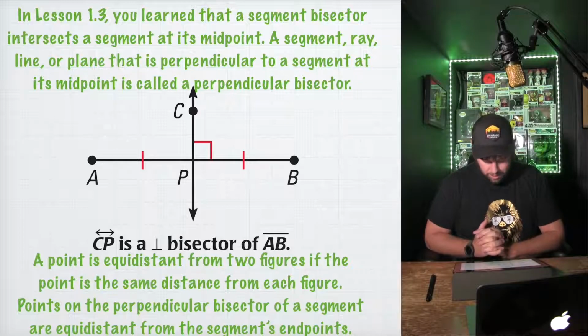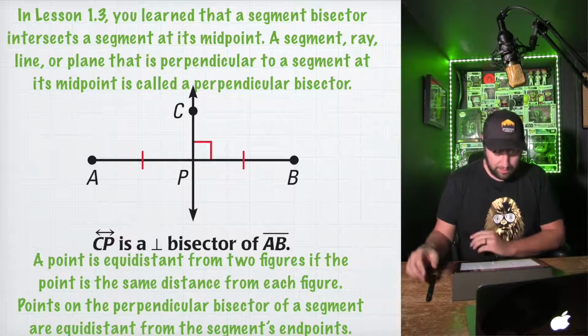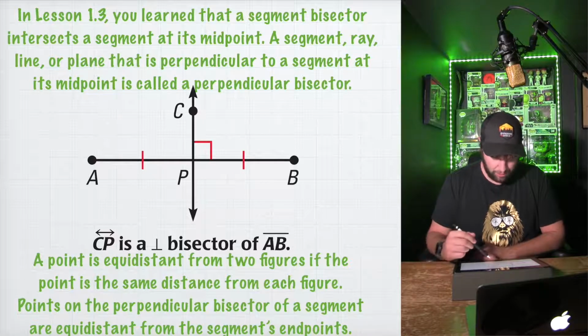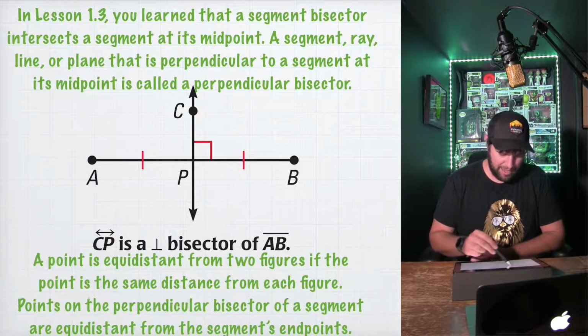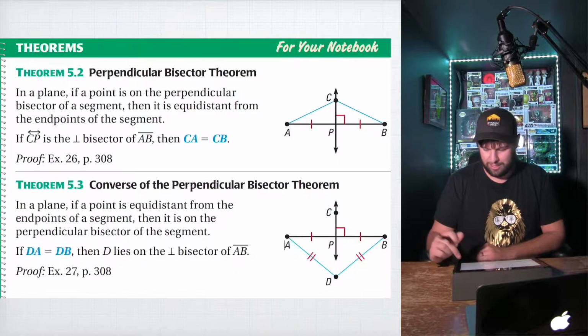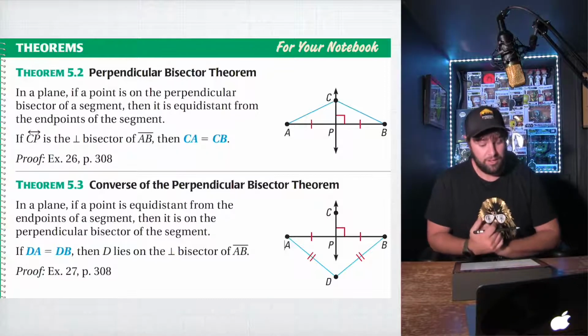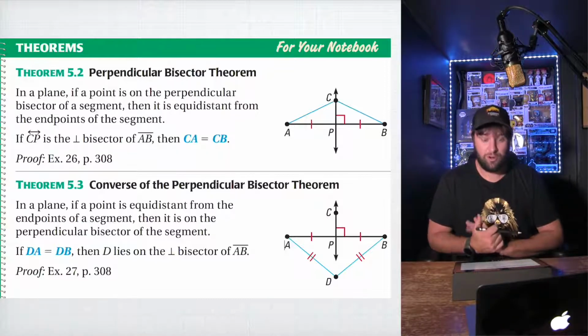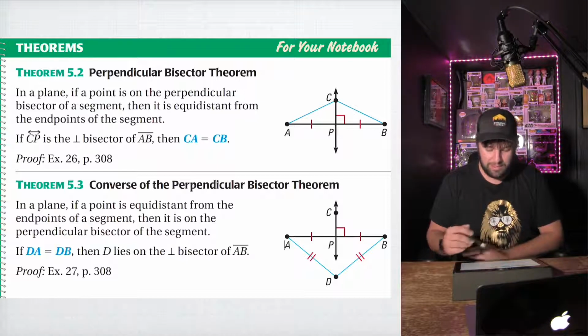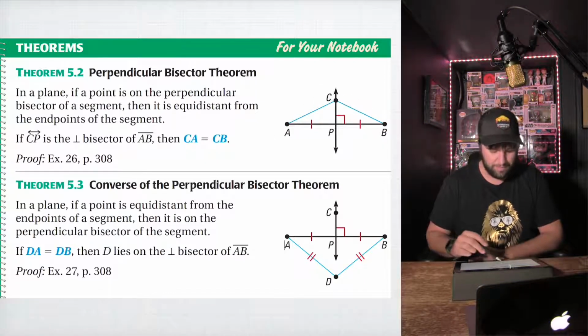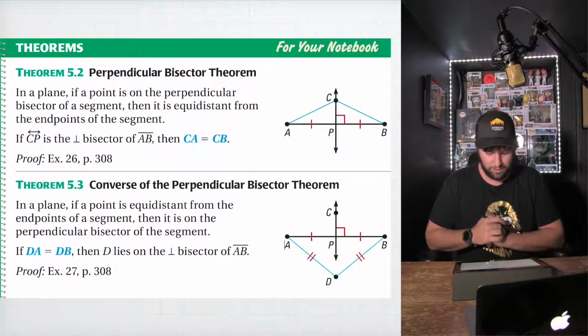Points on the perpendicular bisector of a segment are equidistant from the segment's endpoints. So, C is equidistant from B and A because it lies on the perpendicular bisector. So, theorem 5.2, perpendicular bisector theorem. In a plane, if a point is on a perpendicular bisector of a segment, then it is equidistant from the endpoints of the segment. If CP is the perpendicular bisector of AB, then CA equals CB. That's theorem 5.2, perpendicular bisector theorem.